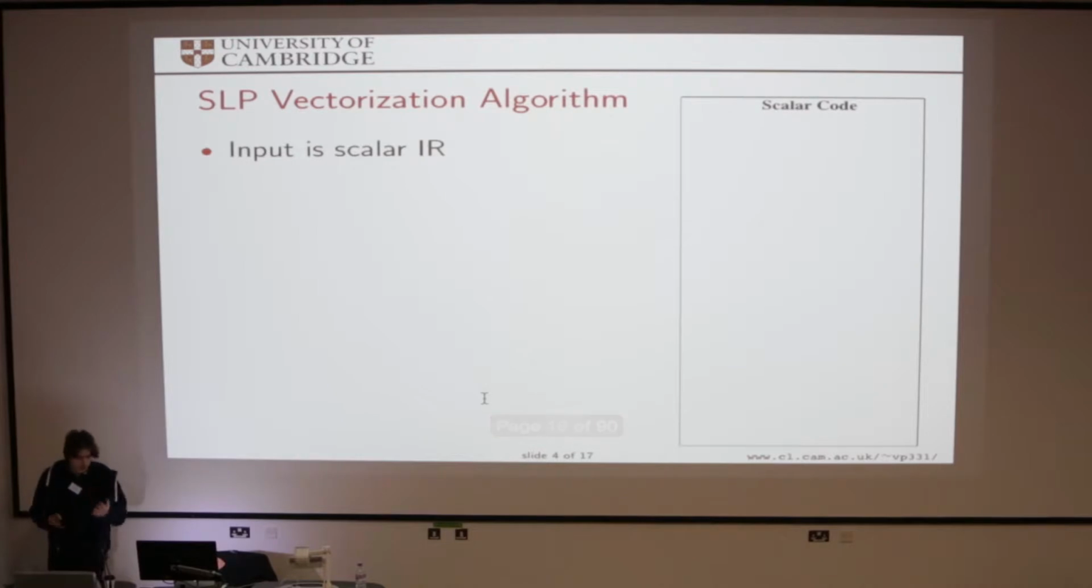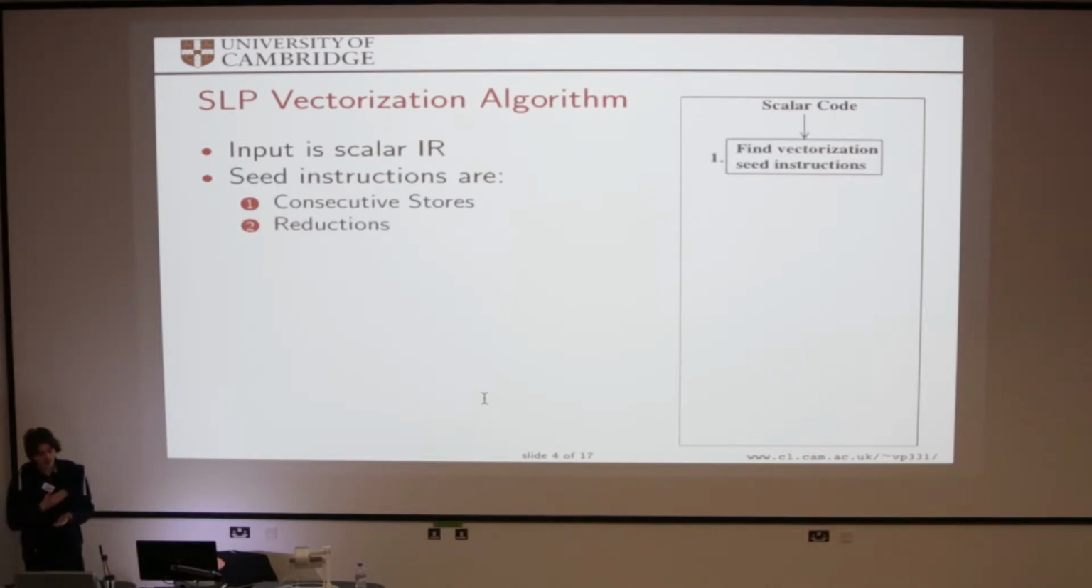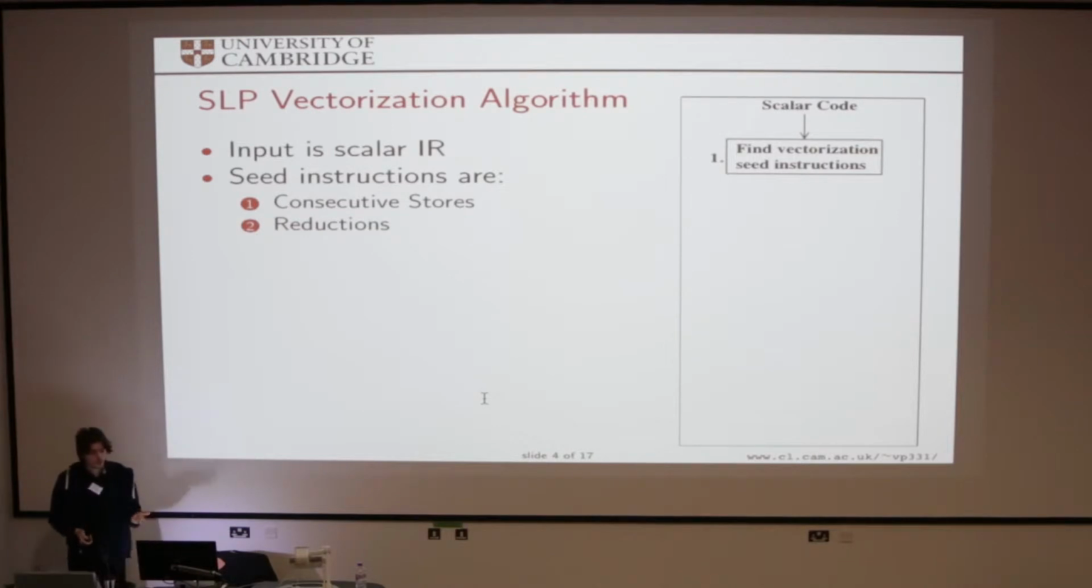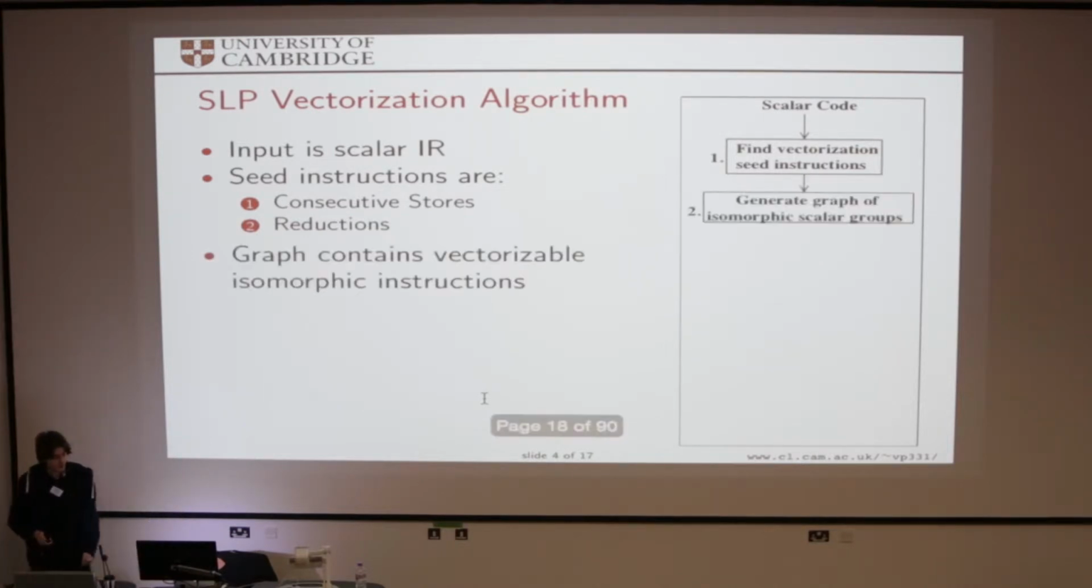Now I'll give you a brief overview of how the SLP vectorizer works. The input is of course scalar IR. We first scan through the code looking for seed instructions. The seeds are the instructions where we start vectorizing from. These can potentially be any type of instructions as long as they are of the same type and there are no dependencies between them. But usually a good bet is to start from consecutive stores or reductions.